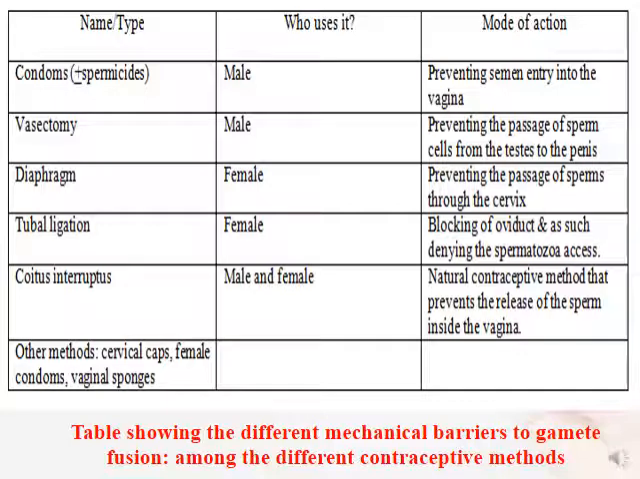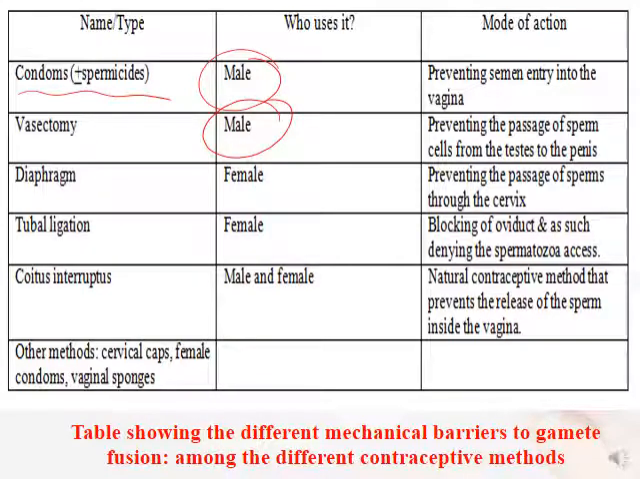These are the different mechanical barriers to gamete fusion among the different contraceptive methods, like the condom. It's used by males. It's to prevent the semen entry inside the vagina of the female. Also, we have the vasectomy, also for the male.